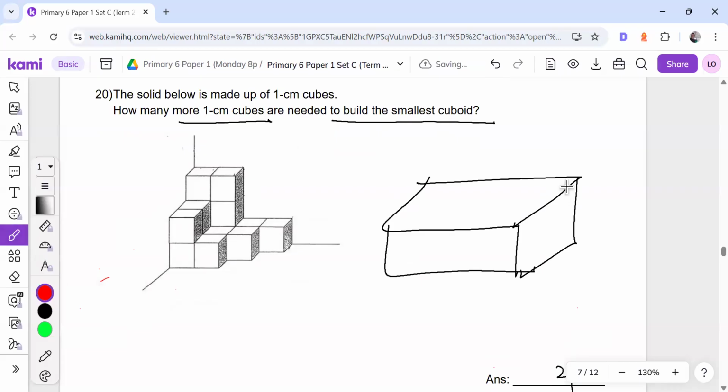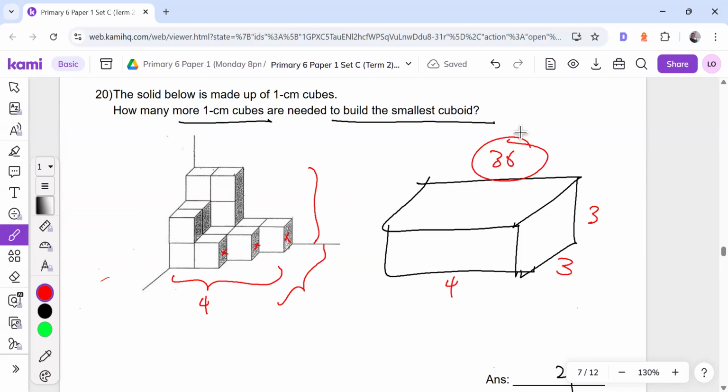Very simple. You just count the number of cubes along the length, right? That is 4, so just put 4. And then you count the number of cubes along the breadth, which is 3. Can you see 3? 1, 2, 3. Then just put 3. And then you look at the height. The height is 3. Then take 4 times 3 times 3, that will be 36. So you need a total of 36 cubes.